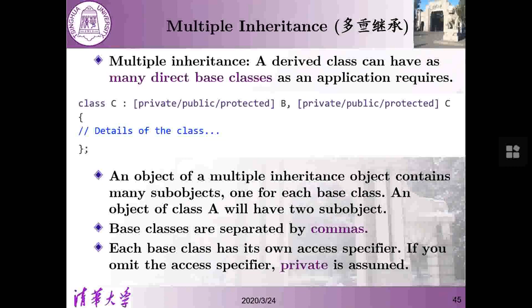Then multiple inheritance: a derived class can have as many direct base classes as you want. So we can define different numbers of base classes. So we can inherit from different base classes into this new derived class.